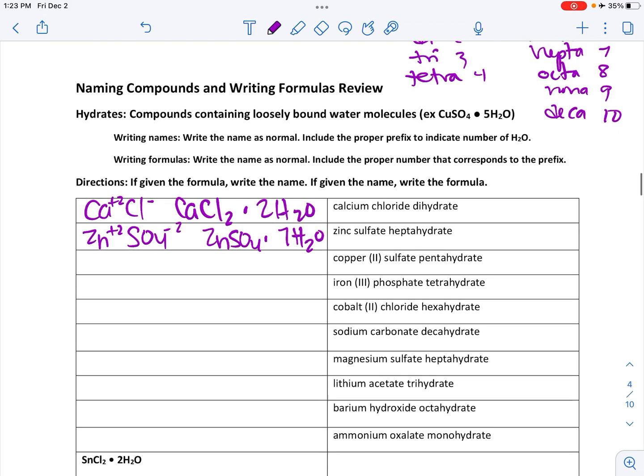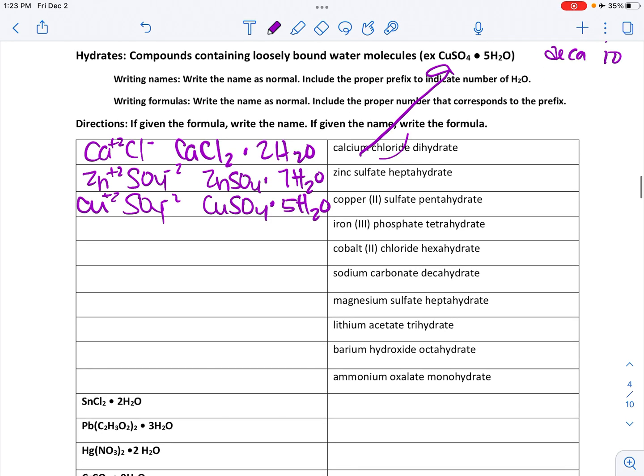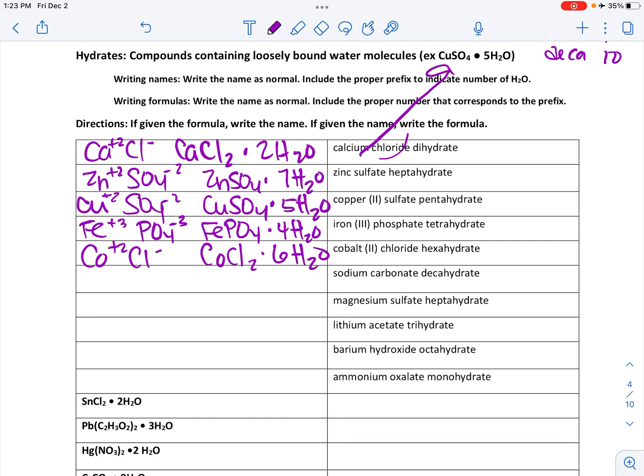Sorry, it's messy. Copper, Roman numeral 2. Sulfate is Cu +2, SO4 -2, so CuSO4. Pentahydrate, 5H2O. Iron, Roman numeral 3. Phosphate is PO4 -3, so that's FePO4. Tetrahydrate is 4H2O. Cobalt, Roman numeral 2, chloride, Cl -1, so CoCl2, hexahydrate is 6H2O.